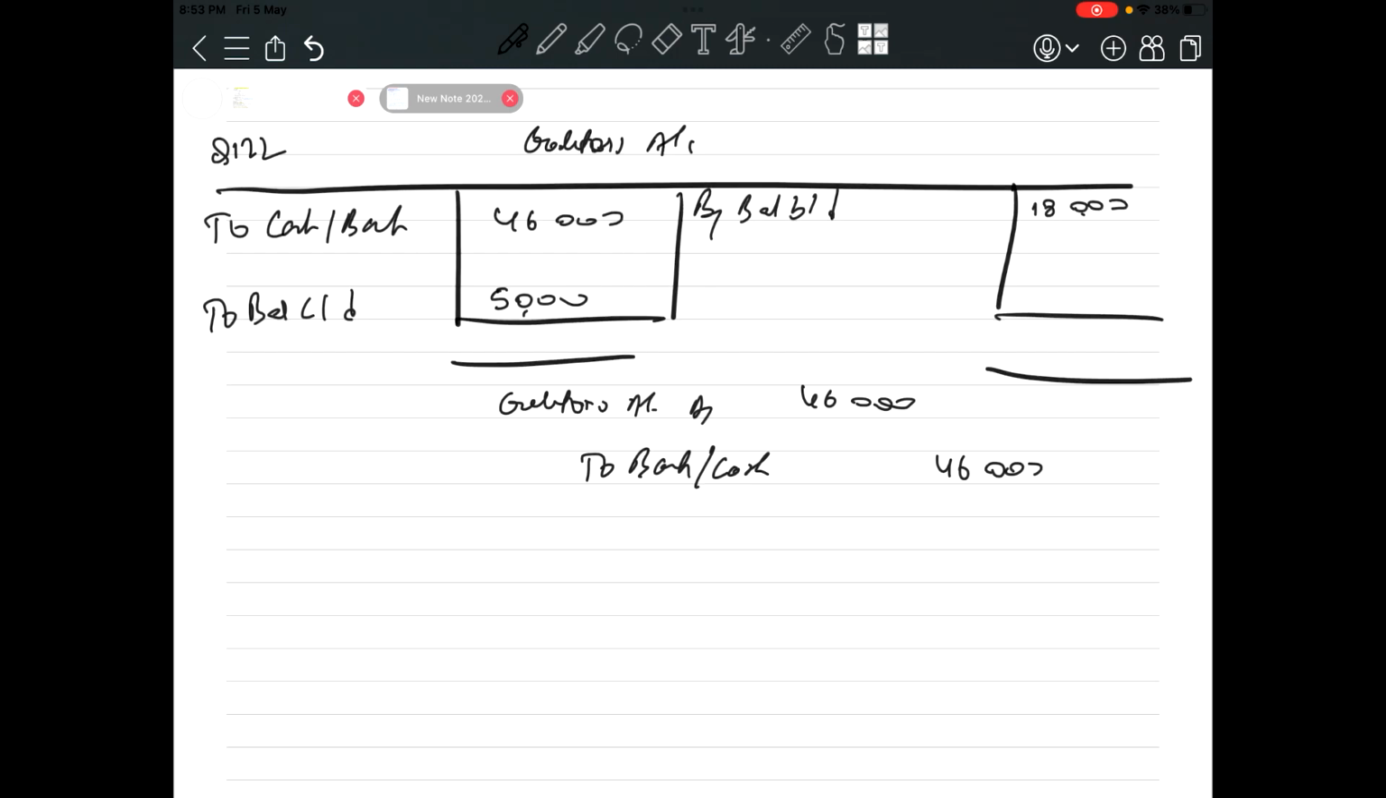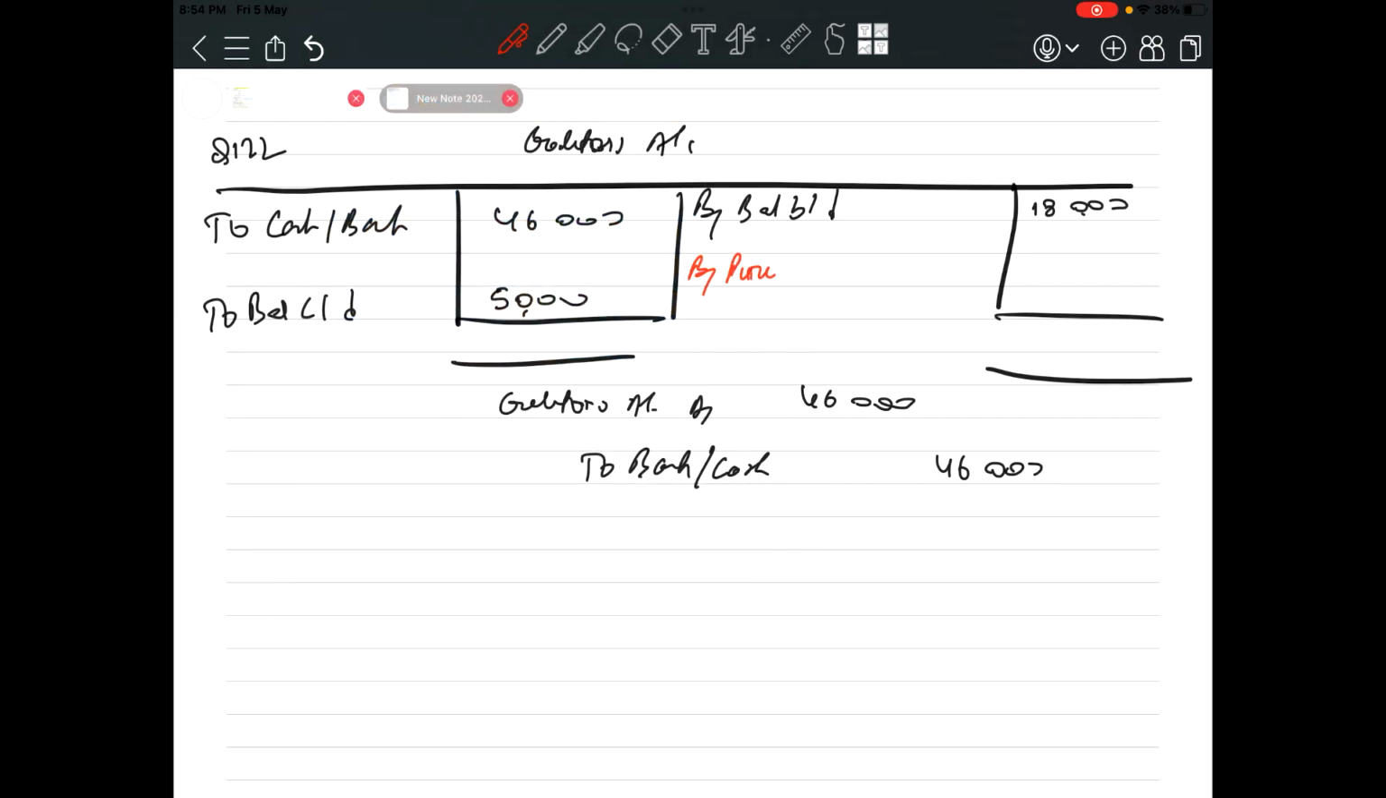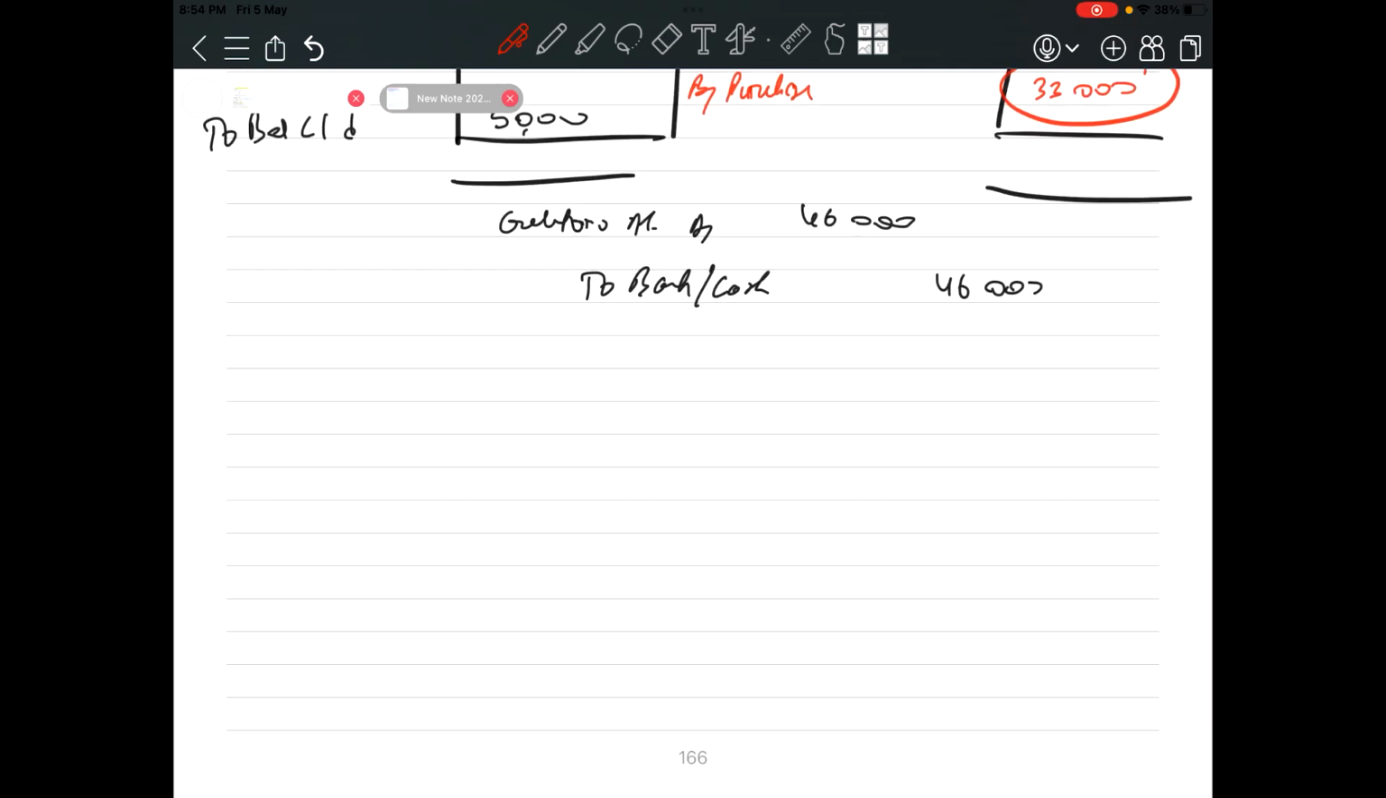So what will be the balancing figure? 46,000 plus 5,000 minus 18,000. So what will be the value of purchase? By purchase, the value is 33,000. So now we know the value of purchase. Now we can find out the cost of stock consumed.